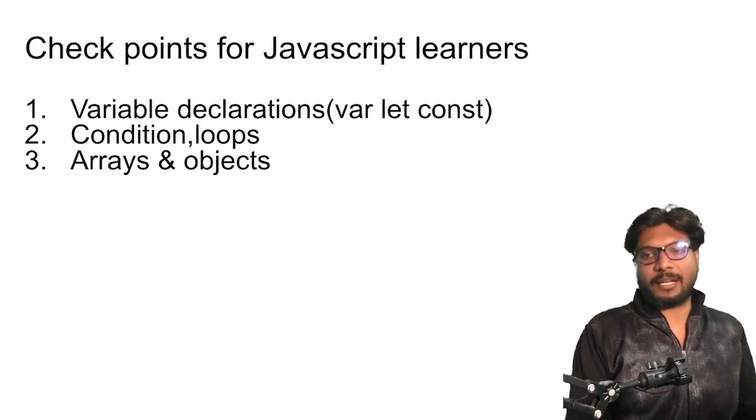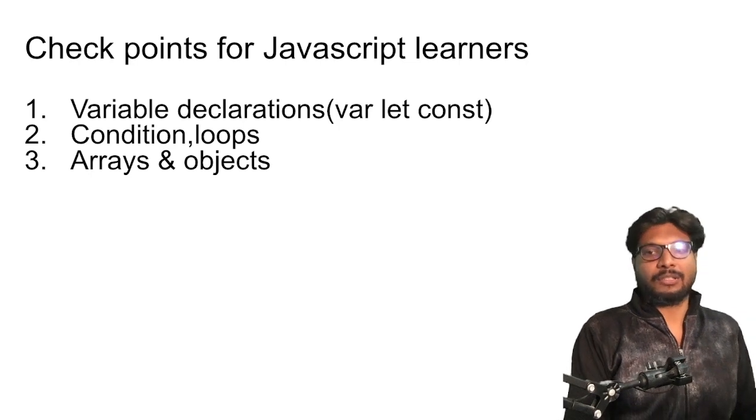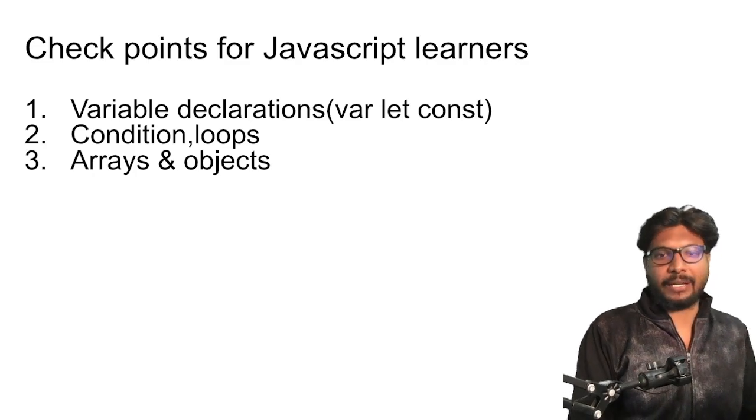So third one is arrays and objects. Arrays are used to store multiple values. Objects are key and value. So if you are good at arrays and objects, we will be able to easily parse the response from the server, and we can create dynamic data and all these things.